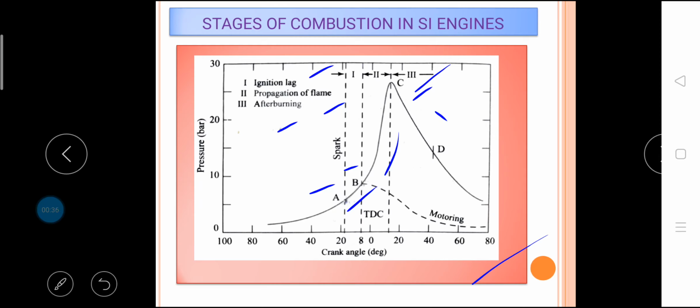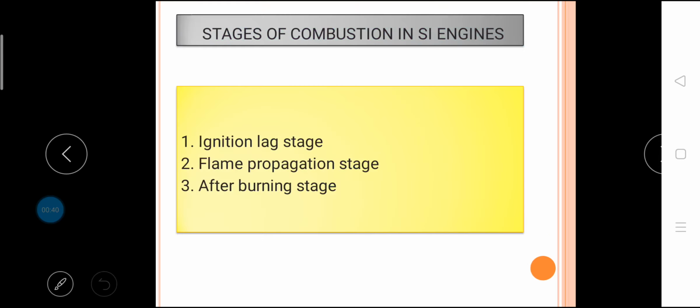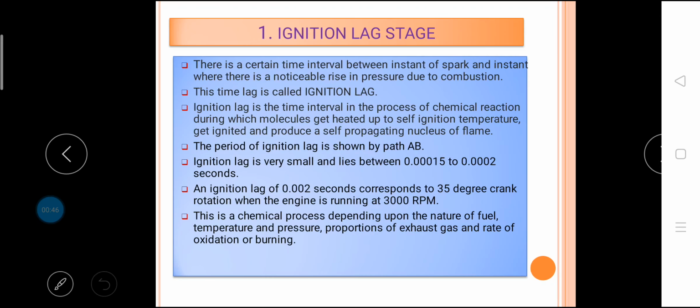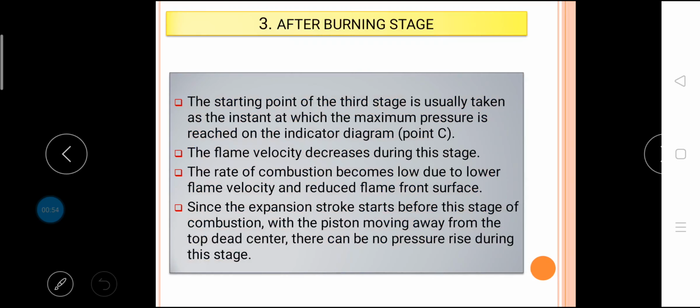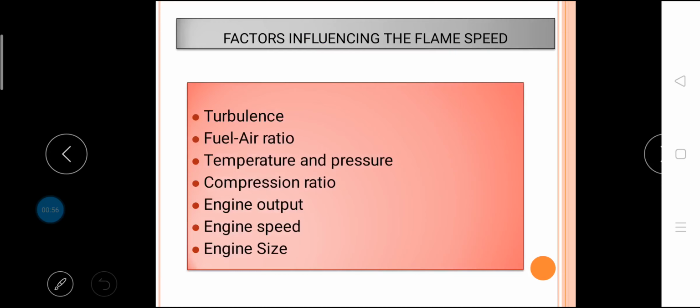So this is all about the various stages of combustion in SI engines: ignition lag stage, flame propagation stage, and after burning stage. Now let us discuss what are the main factors that influence the flame speed.